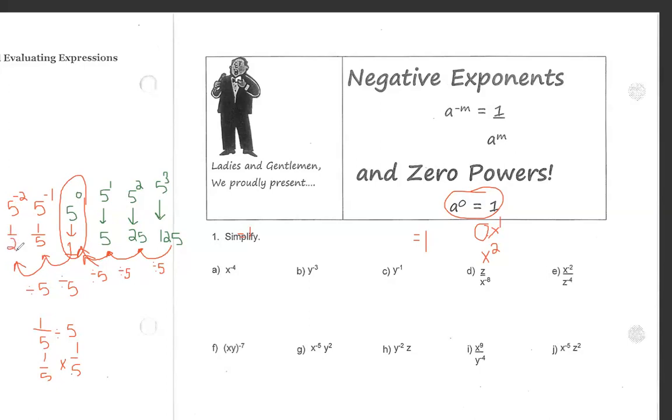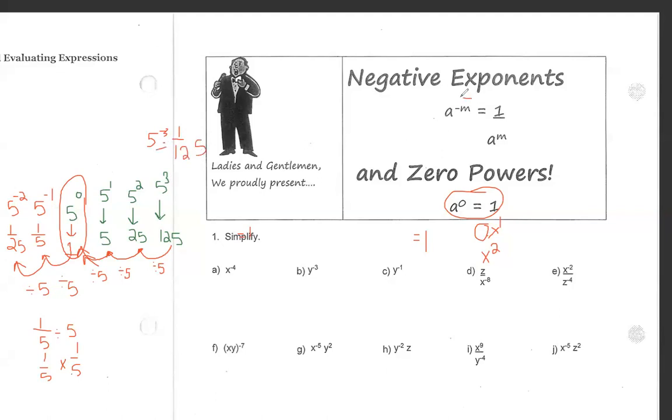So look what's happening. 5 to the first power is just the inverse, or the reciprocal, I should say, of 5 to the negative first power. 5 squared is just the reciprocal of 5 to the negative 2. So that means 5 to the third power would just be the reciprocal. So 5 to the negative third power is 1/125. So that is where this rule comes in right here.